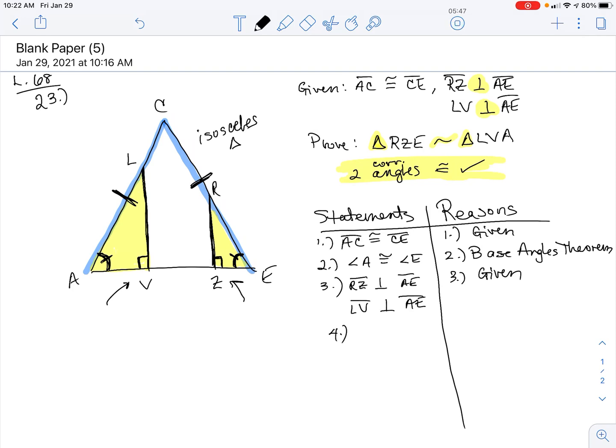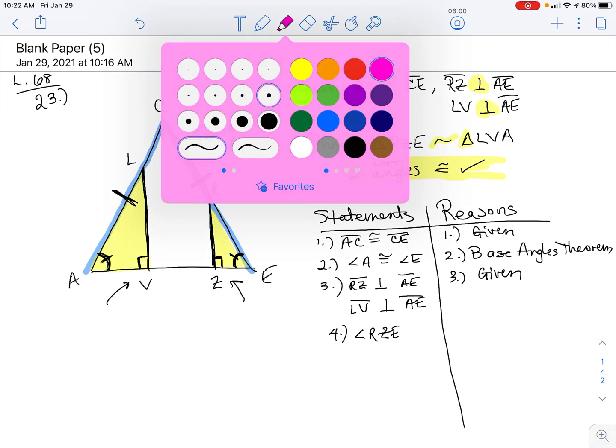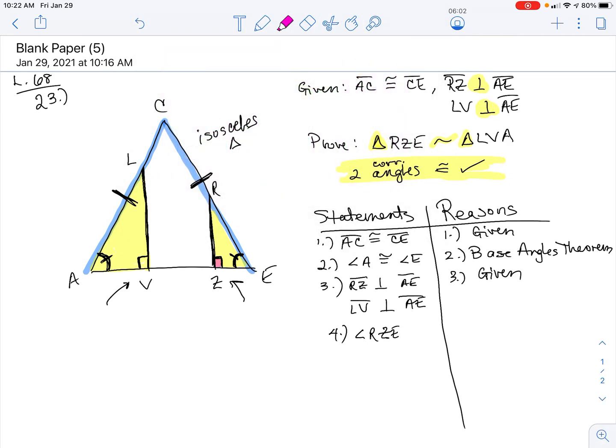And because of it, we know if they're perpendicular, they have created right angles. So we're going to write down here the right angles that were created. And we said it was at RZE. That's this one right over here. Let me kind of color it in pink. RZE. And then I'm going to make mention of this one over here at LVA. So RZE and LVA are right angles.